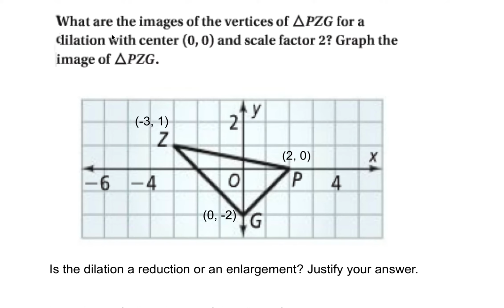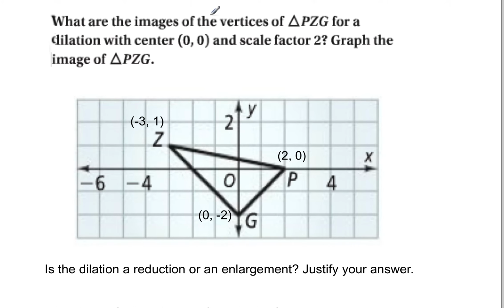So here's another question. What are the images of the vertices of triangle PZG? Remember, PZG is the pre-image for a dilation with a center of 0, 0 and a scale factor of 2. Graph the image. So, first of all, is this a reduction or an enlargement? And justify your answer. Well, what is the scale factor? The scale factor is 2. So if the scale factor is 2, what does that mean? Well, if the scale factor is greater than 1, it's an enlargement. So it's definitely an enlargement. It's definitely not a reduction.